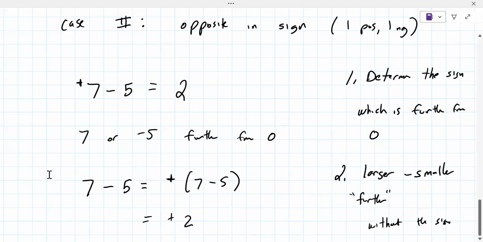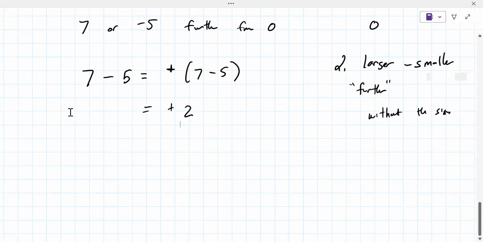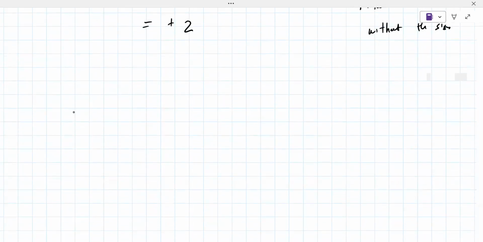This is a silly example because you already know how to do this. Now let's look at one that isn't silly and see if it applies. And there's only 2 cases. This is the most difficult one. So we're going to spend the bulk of the time on this.